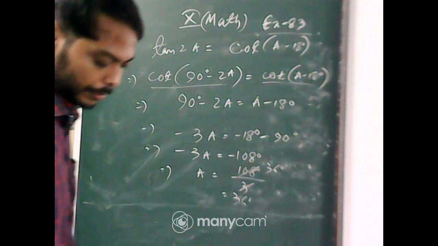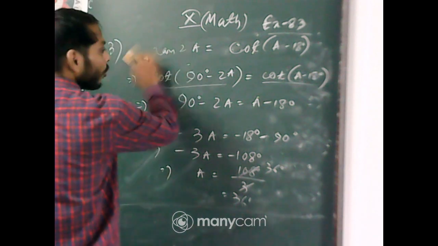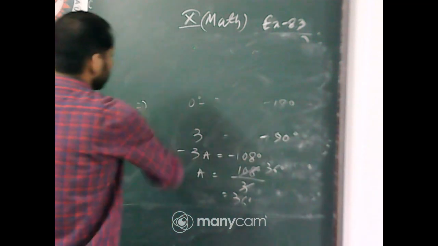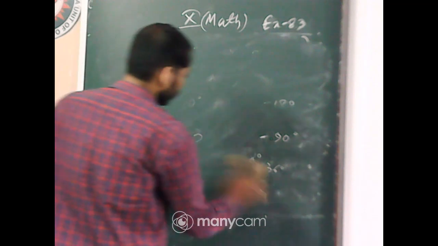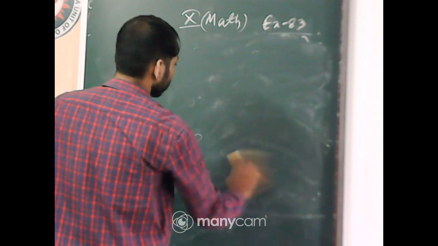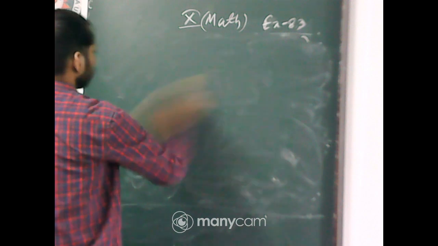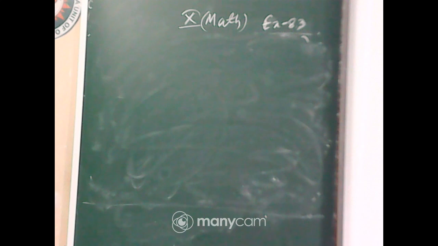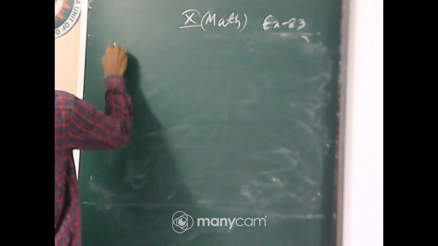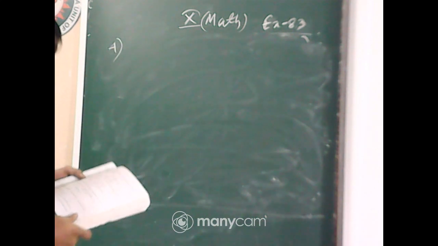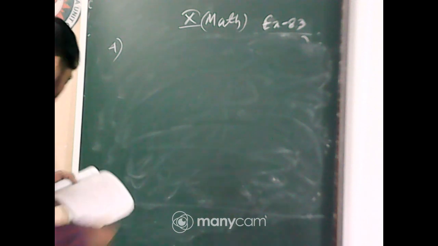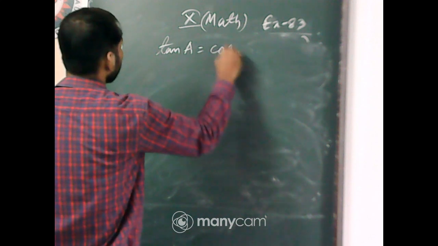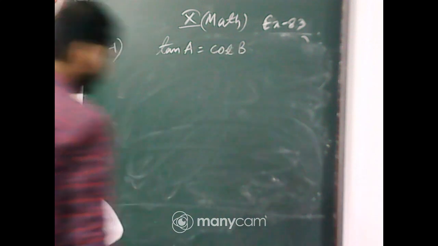Okay, very good. So move on to question number 4. Question number 4. Here tan A equals cot B. That is given to you. Tan A equals cot B. That is given to you.